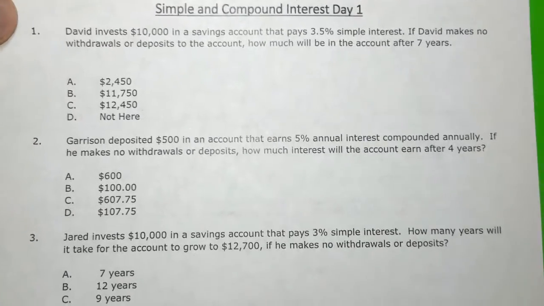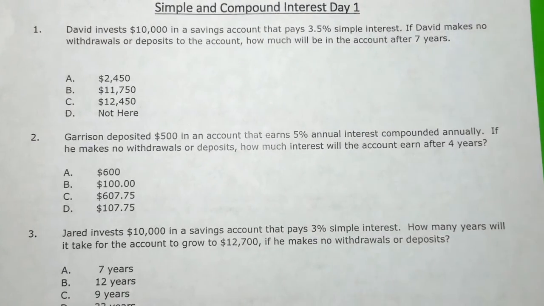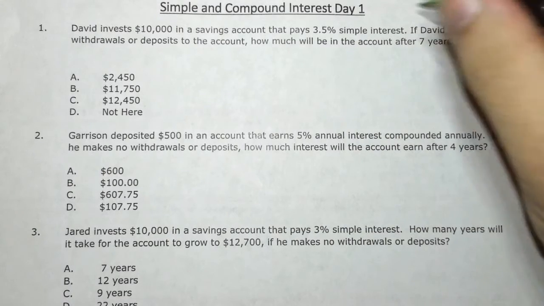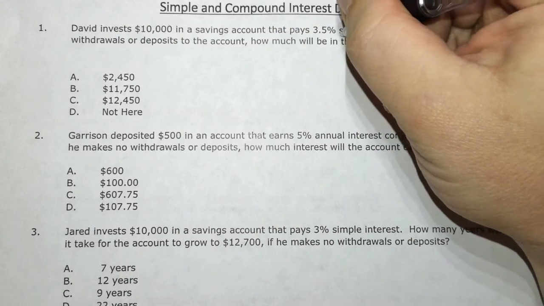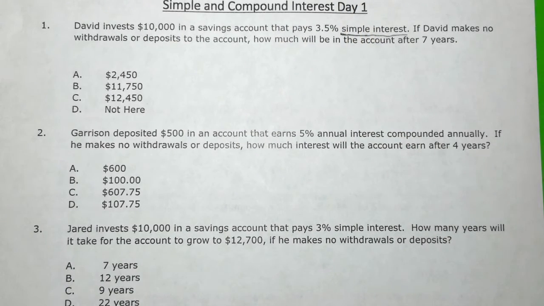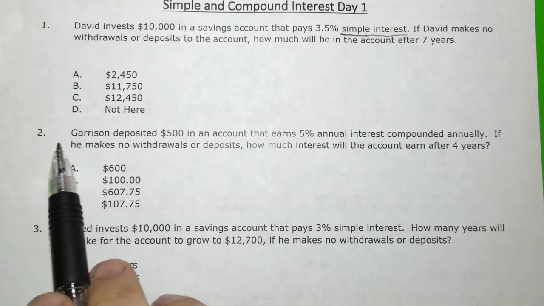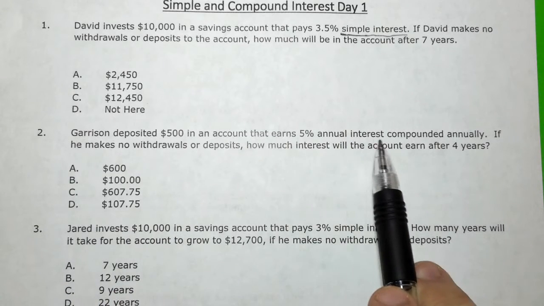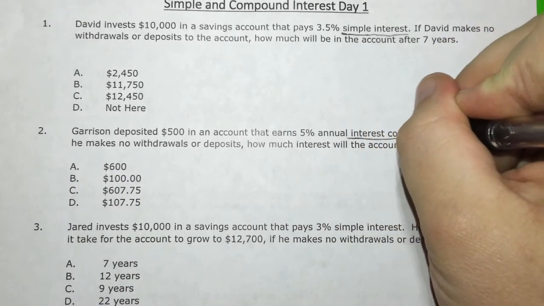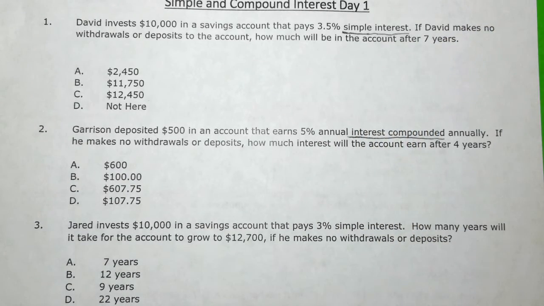So number 1 says, David invests $10,000 in a savings account that pays 3.5% simple interest. And all of these problems on this sheet, it's going to tell you whether you need to do simple interest or whether you need to do compound interest. Like, for example, on number 2 here, it says we earn interest compounded annually. So you would do the compound interest formula. Okay? And you have 2 different formulas.